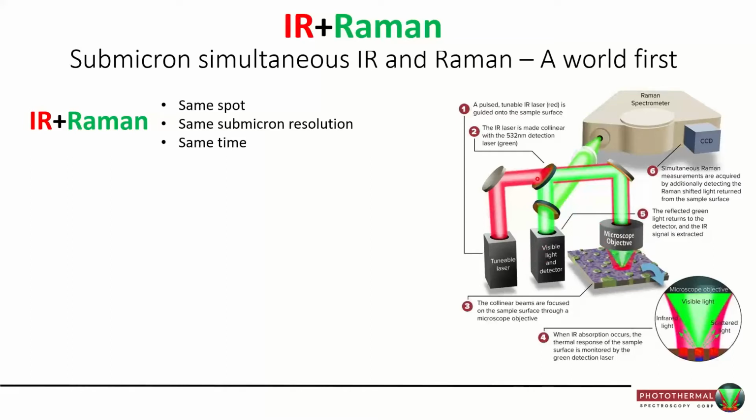At the same time, we shine in our probe, let's say it's our green one, and we focus that also onto the sample. This is where that photothermal magic happens. The reflected green light would come back up and be detected with a visible detector.